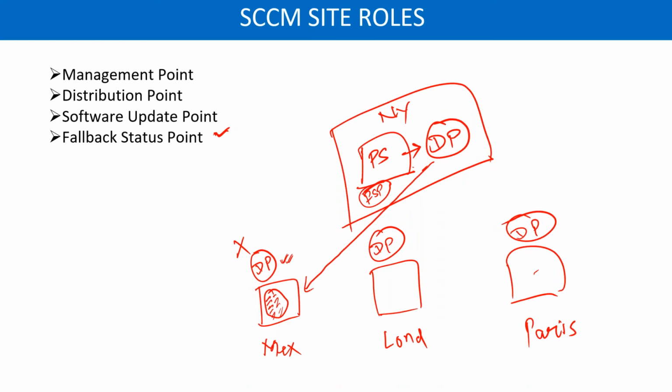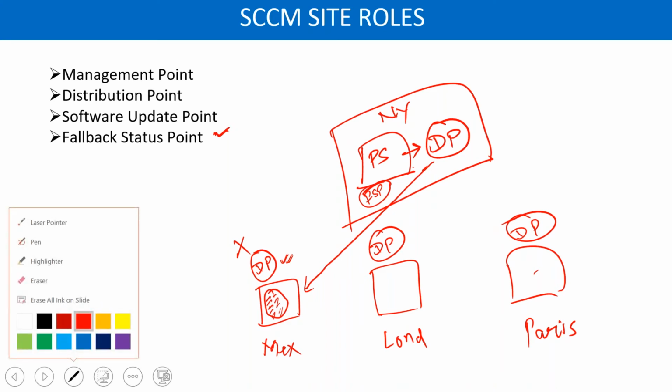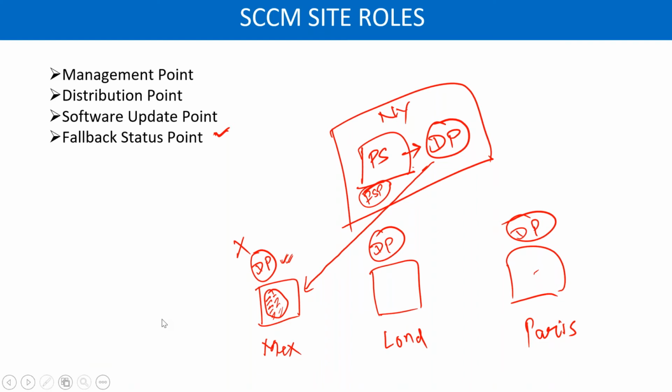Generally, we install this fallback status point at the initial level on the primary site only. We can install it on any other location as well, that's not a problem. But we generally install it on the primary site server so that if the devices are not getting the content in the native location, they can communicate to the fallback status point. So it's sort of a backup plan, right? Yes, an alternate method. If this is not working, then devices can get the content from a different location.